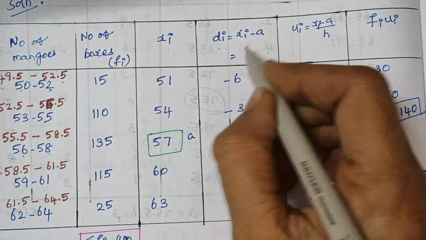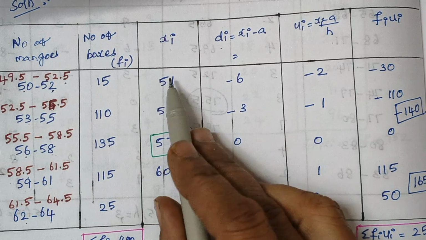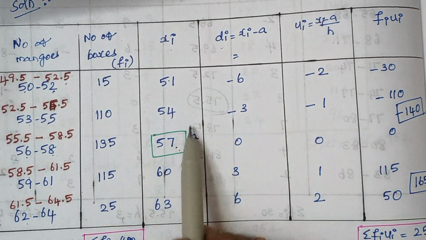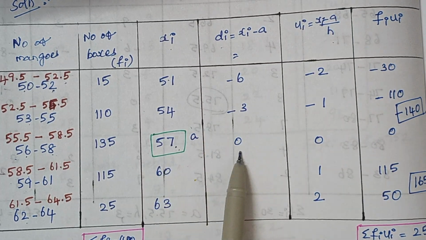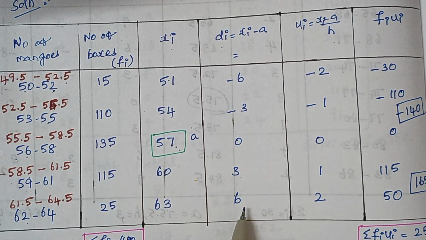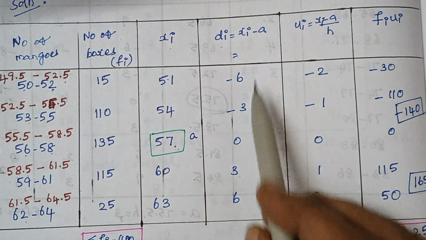So di is equal to xi minus a. So initially we have 51, right? So 51 minus 57 gives you minus 6. Similarly 54 minus 57 is minus 3, and 57 minus 57 becomes 0. 60 minus 57 is 3 and 63 minus 57 is 6. So therefore we have completed di.